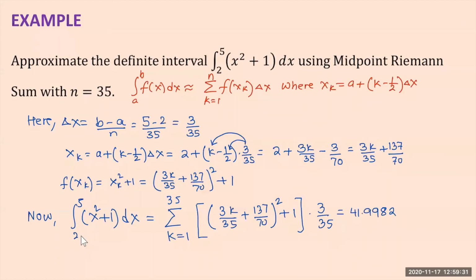From the calculator, we get the value of the definite integral as approximately 41.9982. So that is the approximate value of the definite integral using the midpoint Riemann sum. The exact value is 42, so you can see it is fairly accurate. This is how you can use Riemann sums to approximate the value of a definite integral.